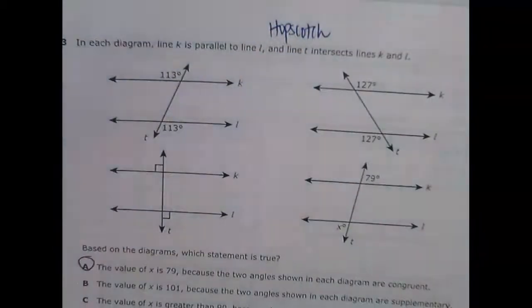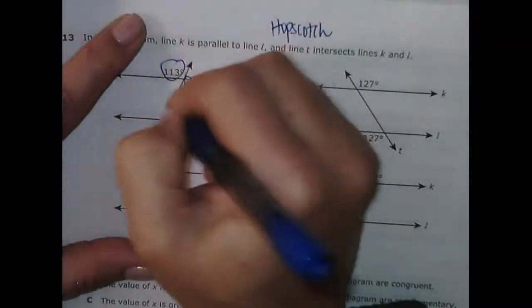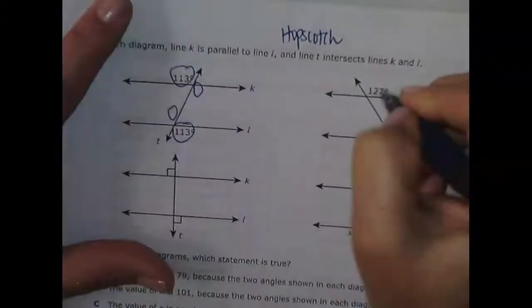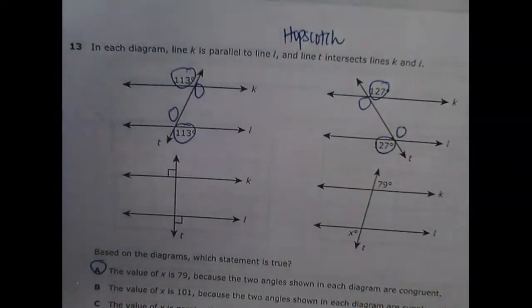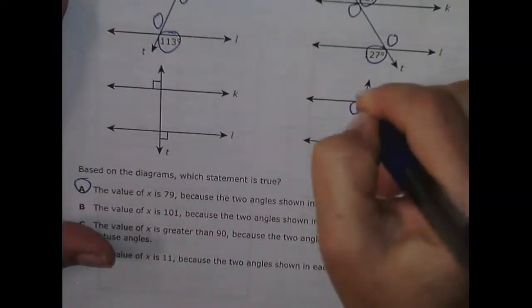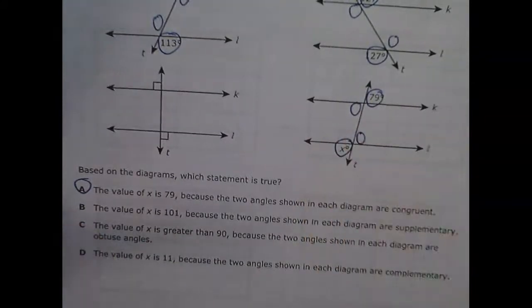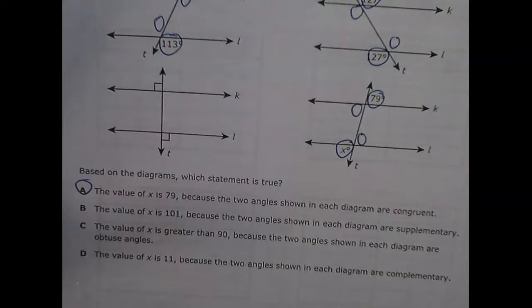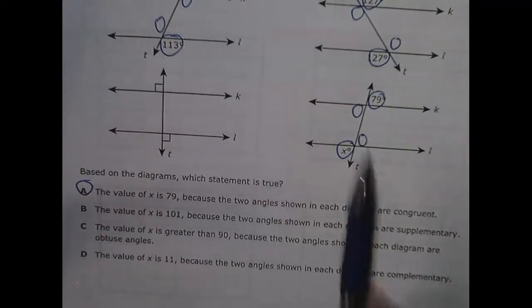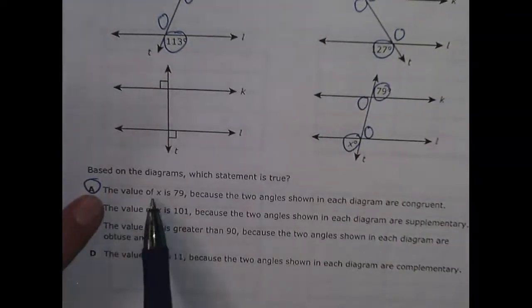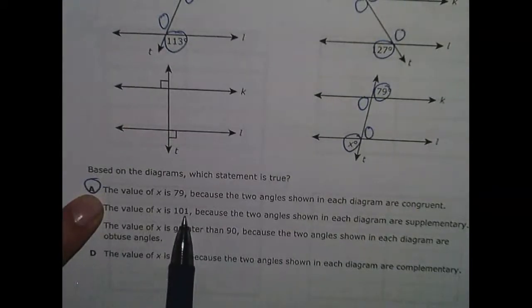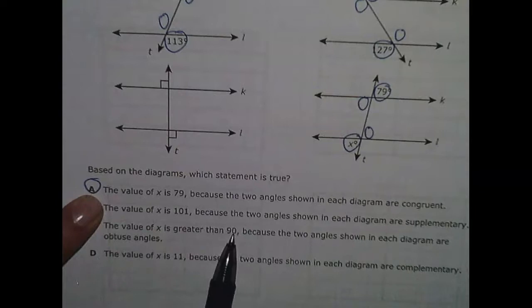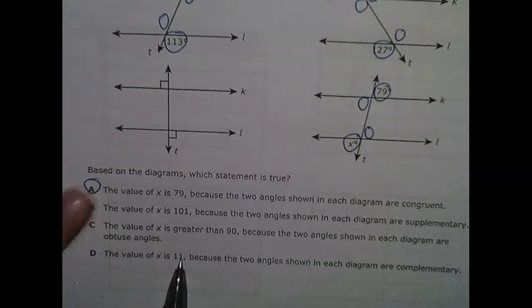What does that mean? Don't you go from here to here to here to here the same? Or don't you do 127, this one's 127, this one's 127, this one's 127? That's pretty cool. And if this one's 79, this one's 79, and this one's 79, and this one's 79? Alrighty, let's see which statement is true. I have a feeling the X one's going to be something important because that might be what they're asking. The value of X is 79. Could be. The value of X is 101. No. The value of X is greater than 90. No, it's 79. X is 11. Yeah, right. Answer is A.